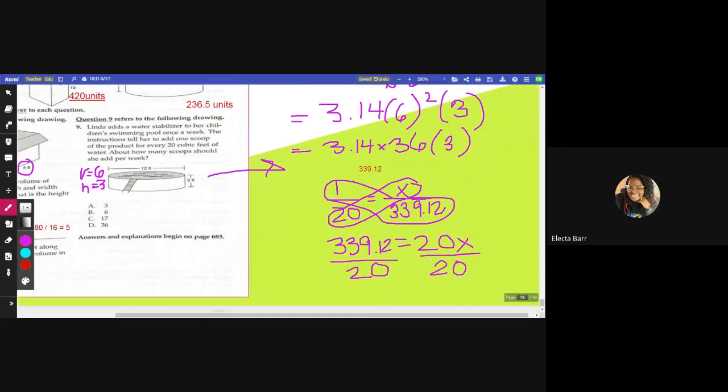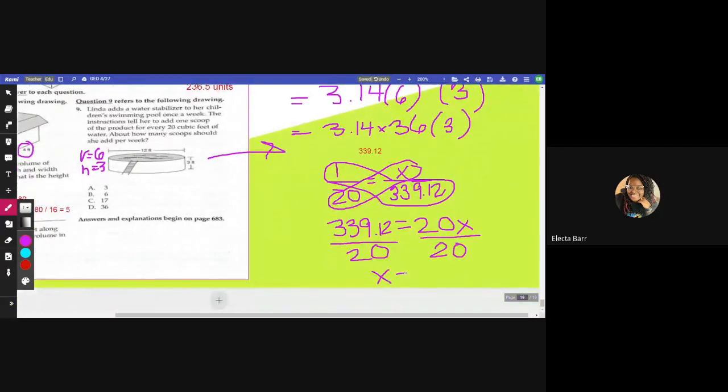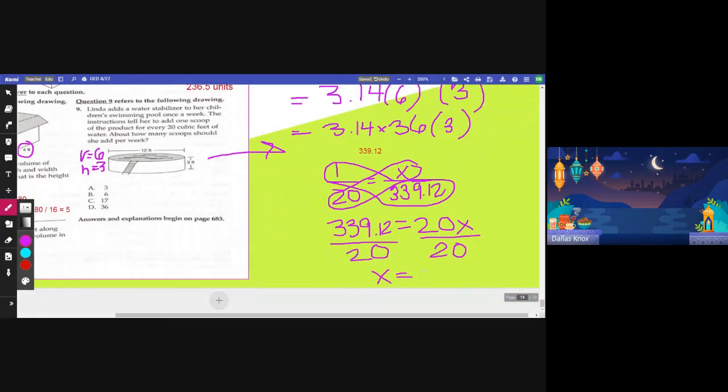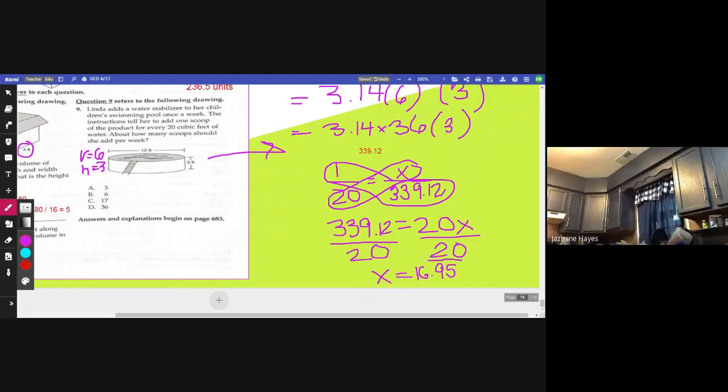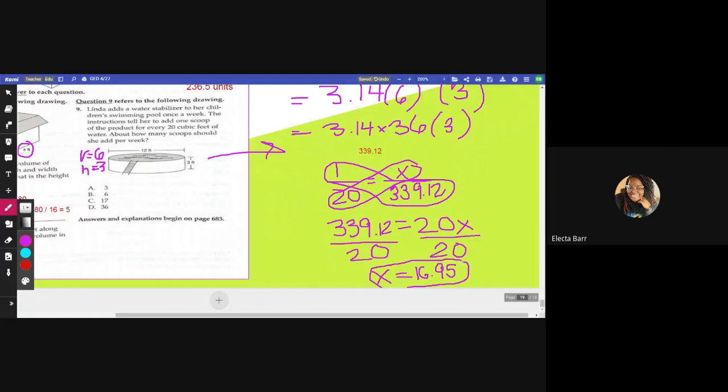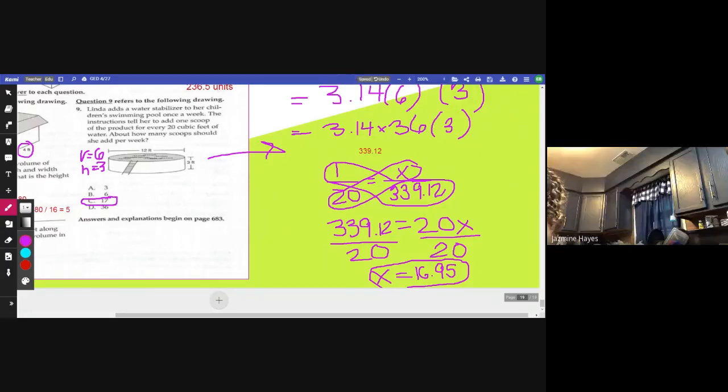And what did y'all get as your answer? X is equal to what? 16.95, which would be rounded up to 17. Right, 16.95. But remember the instructions. Of course, you don't even see this answer in the answer choices. So it said about how many, which means this is close enough to 17. Yeah, we're gonna have to work on that some more.